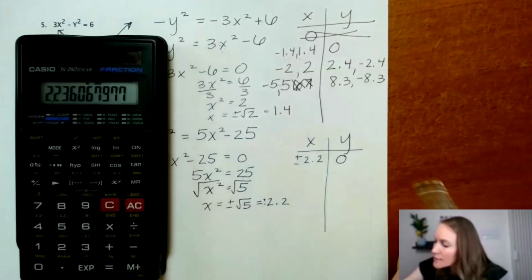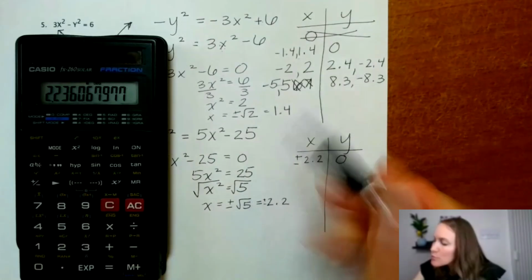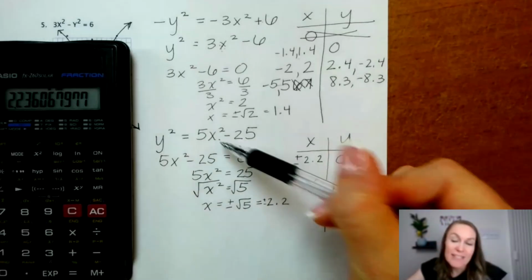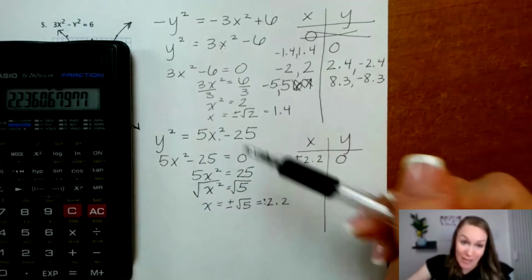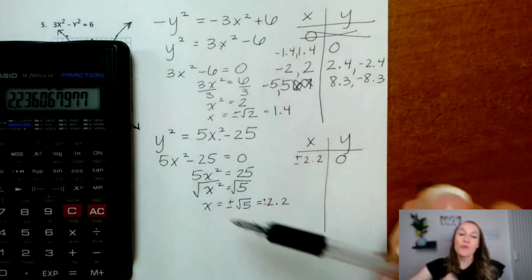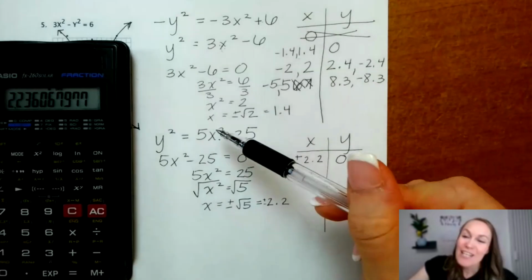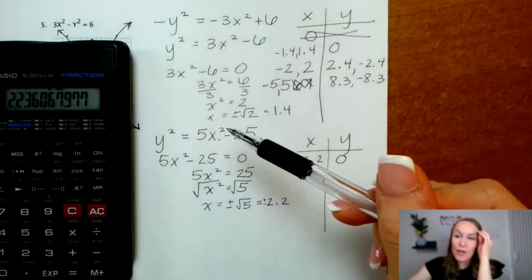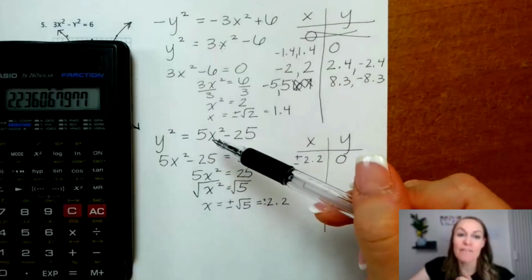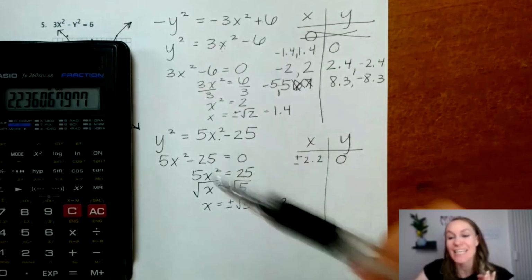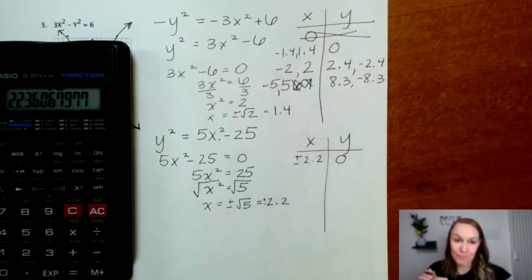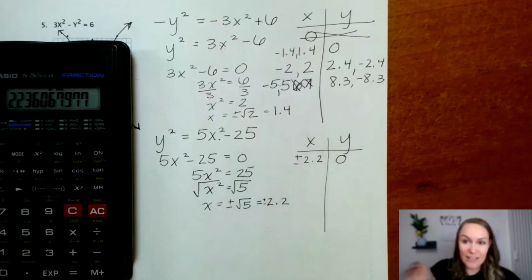If you need to visualize it, we're plugging in root 5. Root 5 squared, doesn't matter if it's plus or minus, it's going to be positive 5. And then 5 times 5 is 25. 25 minus 25 is 0. So that gives me 2 points right there. Okay, let's get another point somewhere.